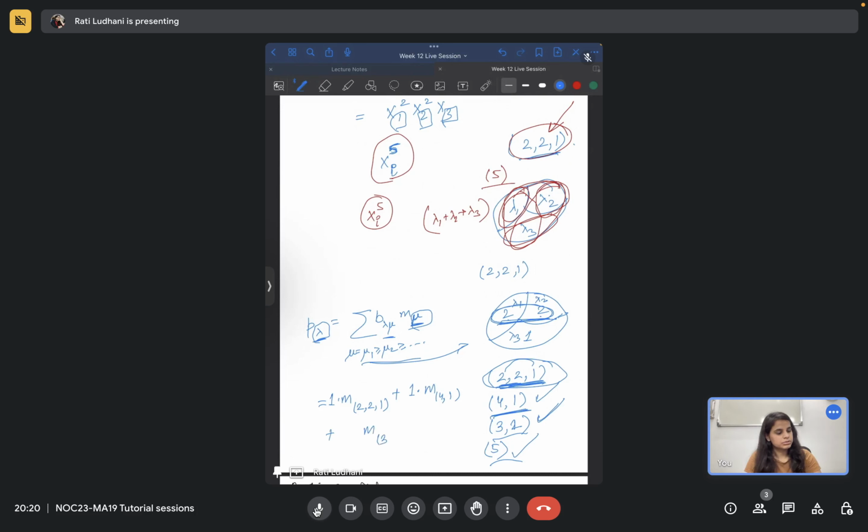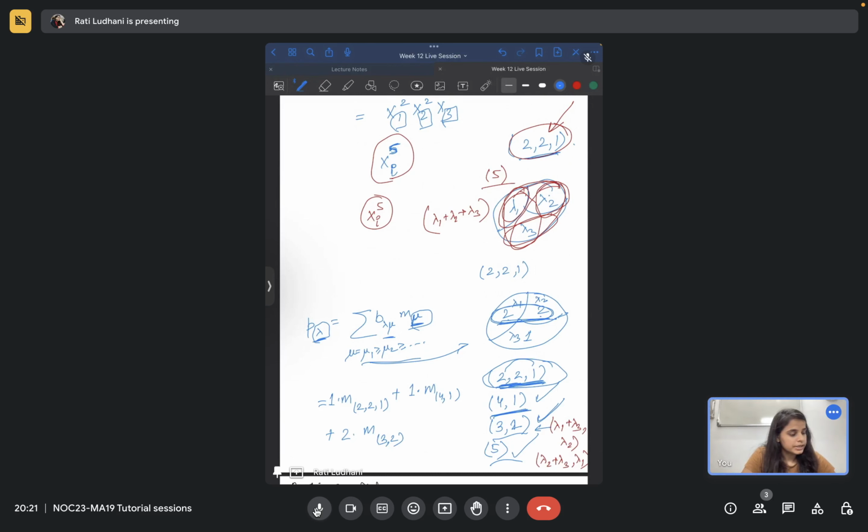Now let's see the other one. Next is 3 comma 2. How can you get 3 comma 2? You can club lambda 1 and lambda 3, giving lambda 1 plus lambda 3 comma lambda 2, or you can club lambda 2 and lambda 3, giving lambda 2 plus lambda 3 comma lambda 1. So you have two options to get this value, right? You can either club lambda 1 and lambda 3 and keep lambda 2 separate, or add lambda 2 and lambda 3 and keep lambda 1 in the other block. So for this part you got two options, so 2 into this.